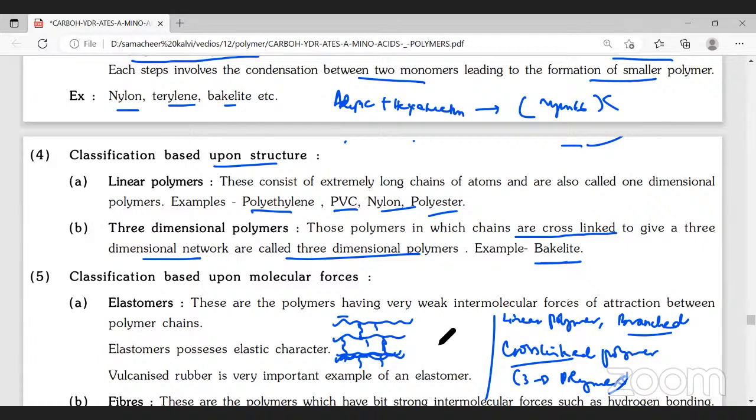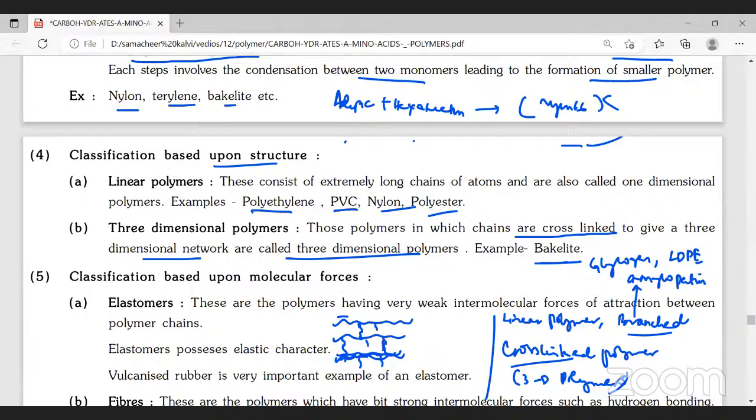Now, examples for a branched polymer. Glycogen is an example for a branched polymer. Low density polythene is an example for a branched polymer. Amylopectin is an example for branched polymers.